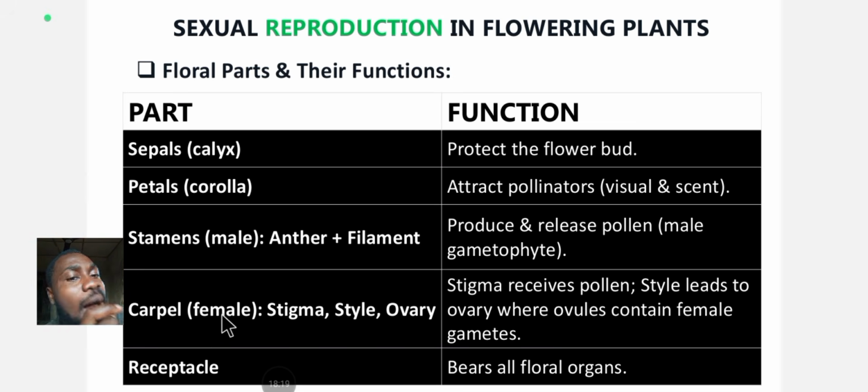The next we have here is the carpel. The carpel is the female part of the flower, and the carpel is made up of the stigma.